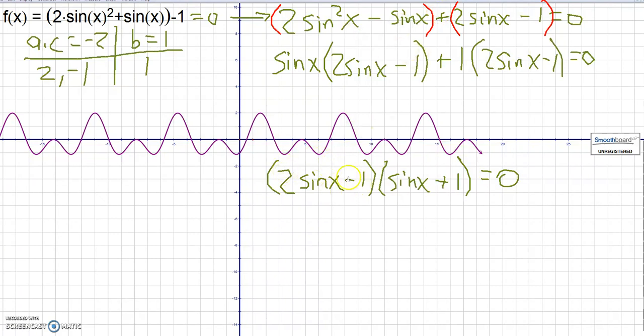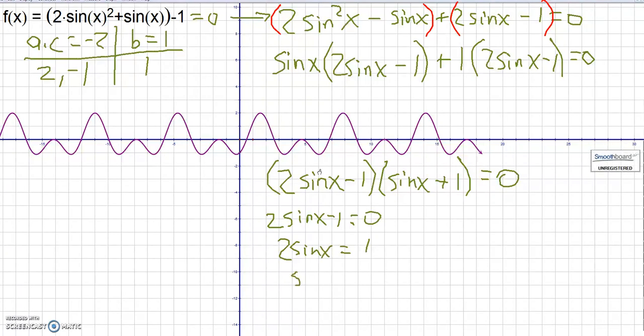In this part, if 2 sine of x minus 1 equals 0, if I were to solve that, I get 2 sine of x equals positive 1. So sine of x would have to equal 1/2. So where would sine of x equal 1/2? Where would the y values be 1/2? That would be when x is pi over 6 or 11 pi over 6.